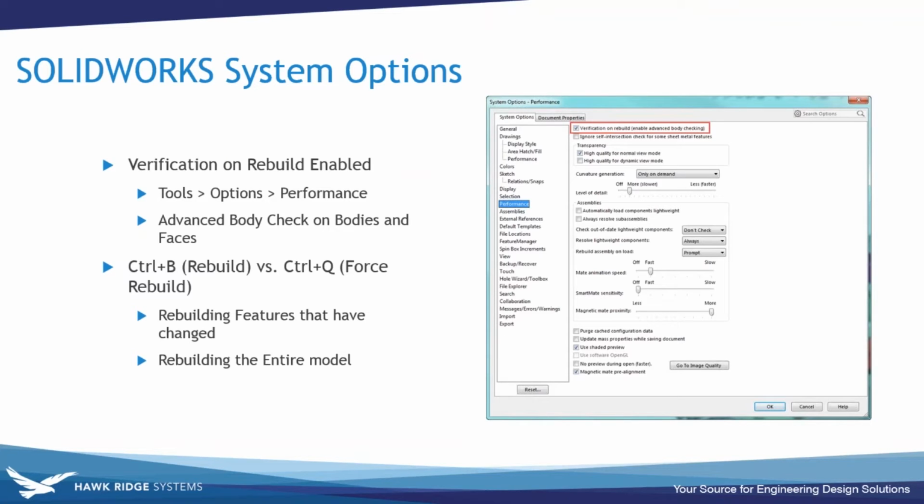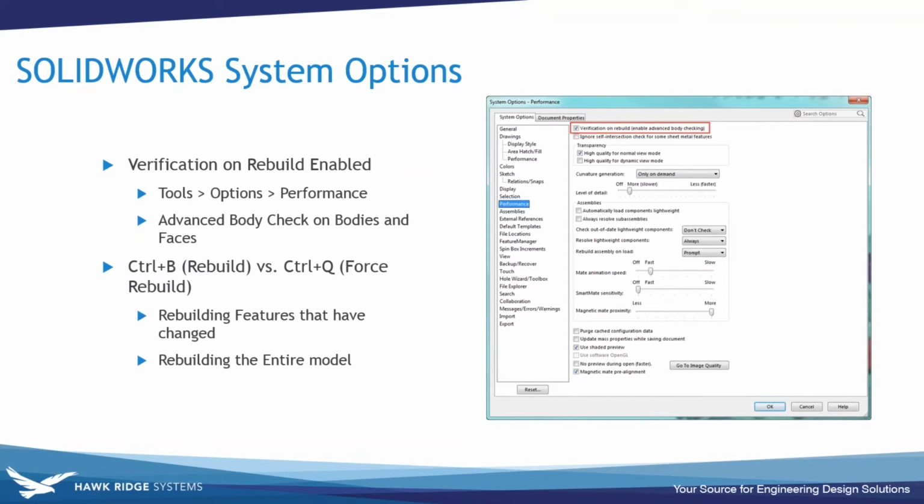The first thing that I want to get into, before manipulating or cleaning up the model, is a system option to be aware of that directly relates to, or could affect, the quality of your geometry. It's called verification on rebuild. It's found in Tools, Options, and then in the Performance section, and it's the first option that you see here. Upon a fresh install of SOLIDWORKS, that option is actually off. It's off by default because it is a performance feature, meaning that if you do have it on, to a certain extent, it may affect the performance.